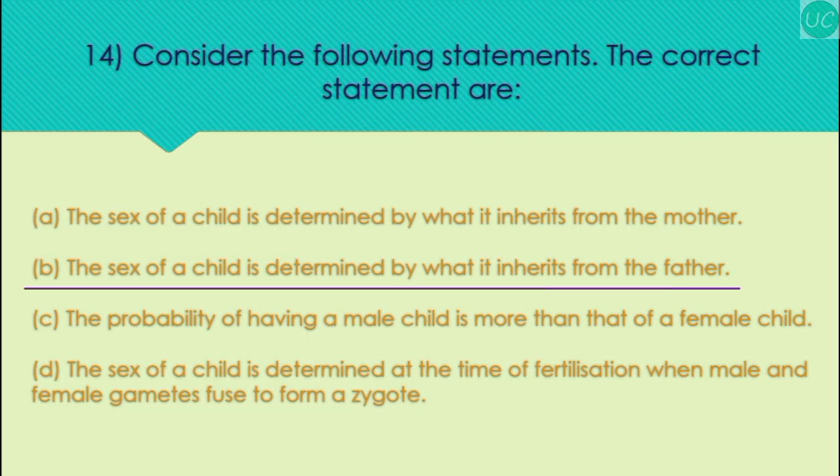That is 50-50 probability. And the D option, the sex of a child is determined at the time of fertilization when male and female gametes fuse to form a zygote. So this is true. At the time of fertilization, if the X chromosome is given to the egg, then the child would be female, and if Y chromosome is given to the egg cell, then the child would be male. So the correct options over here are B and D.